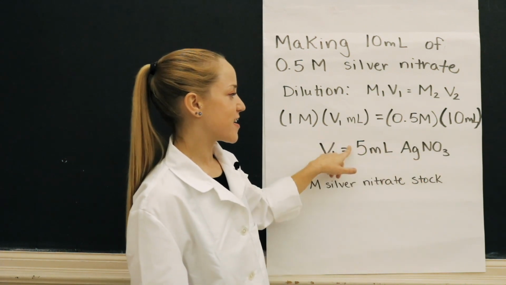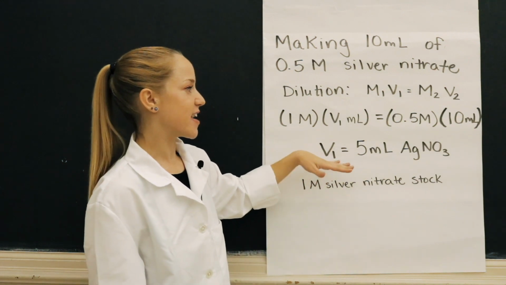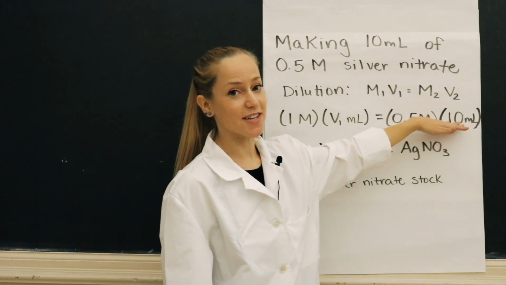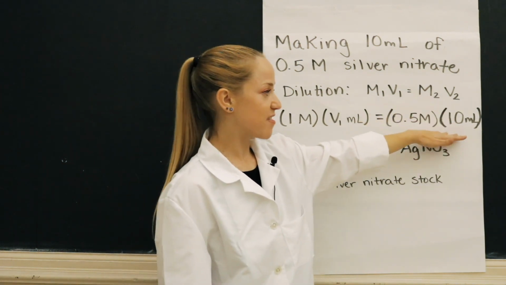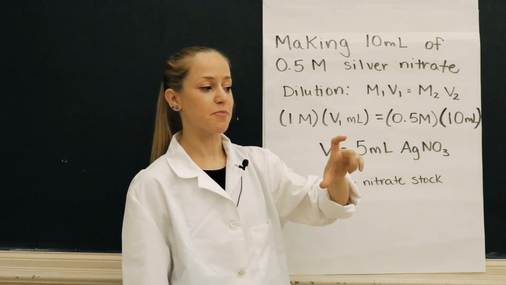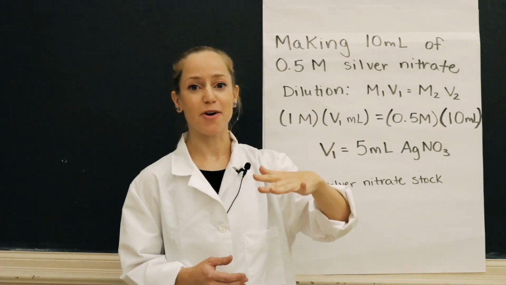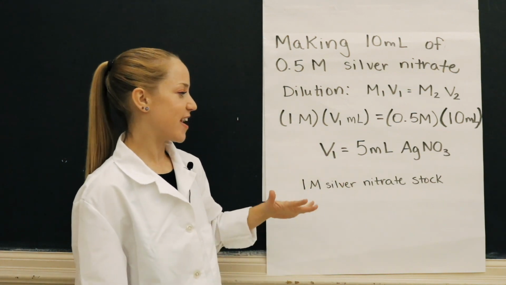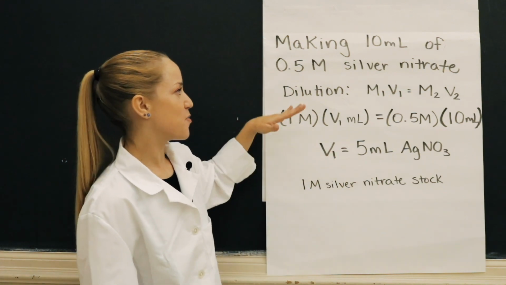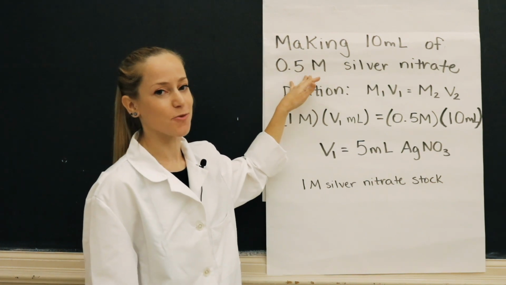Now, you don't just take 5 milliliters of silver nitrate and you're done. Remember, we're making a 10 mL solution in total, so 5 mLs of silver nitrate, then you fill up to whatever mark you're using for whatever glassware you're using, fill it up to the 10 mL mark with distilled or deionized water, and then in the end, you have a 0.5 molar silver nitrate solution you're using for the lab.